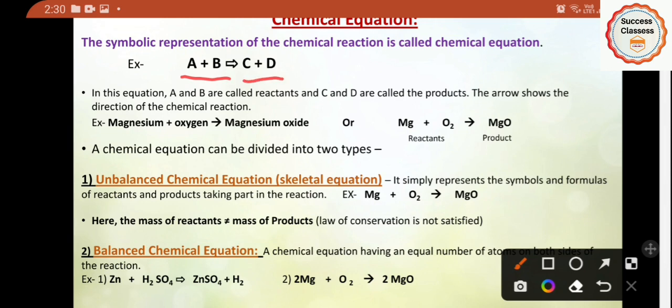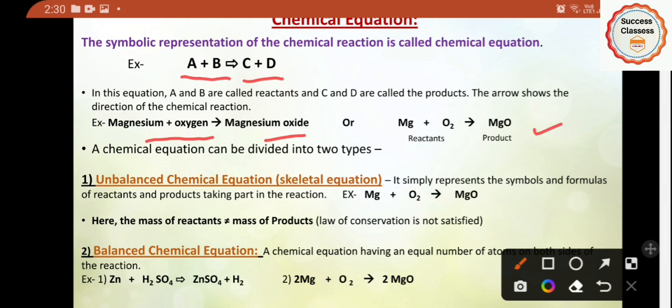For example, magnesium plus oxygen will give magnesium oxide. So this is the word equation. We can write the chemical equation in words also and with the help of the symbols also. But generally we use the symbols because writing the equation in words may be lengthy where 2 or 3 reactants or products are involved. So we generally use the symbols or the formulas for the compounds.